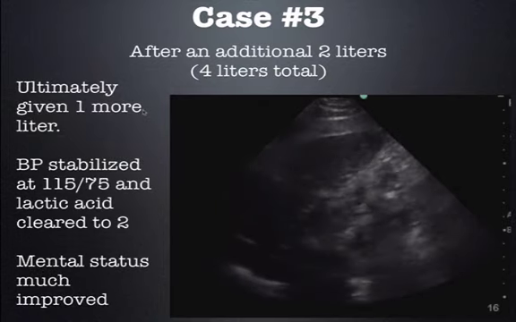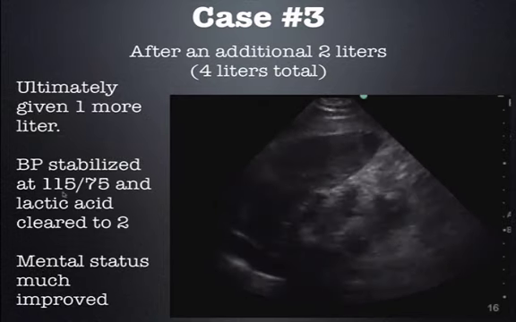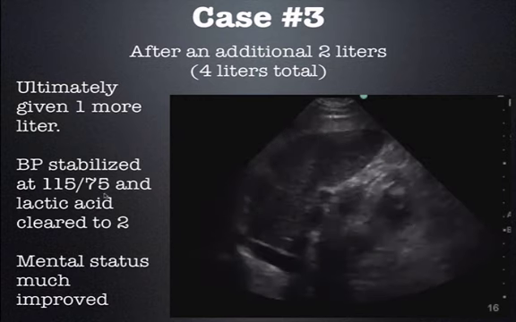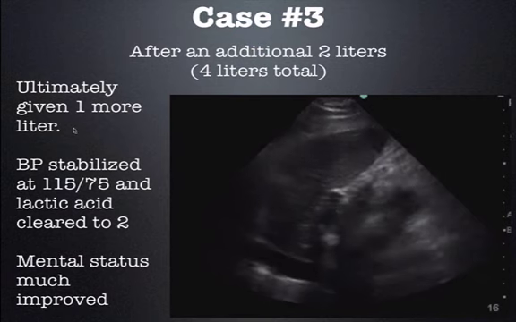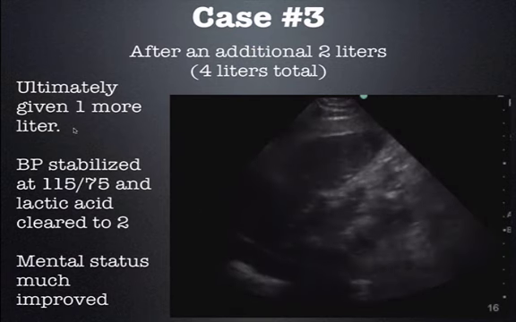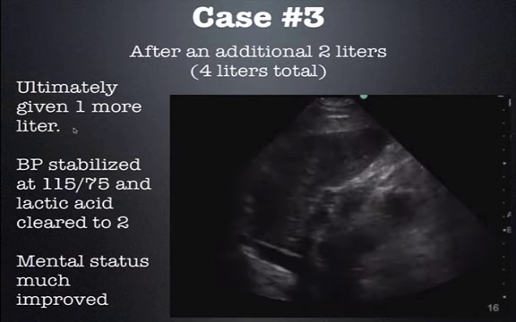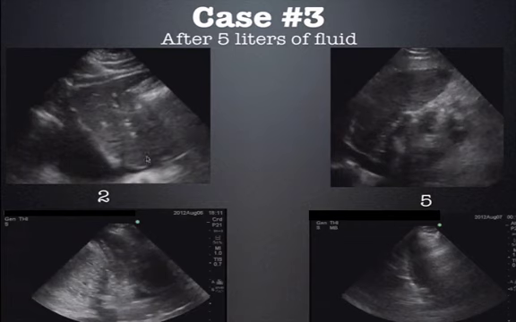Ultimately, we gave 1 more liter. The blood pressure stabilized at 115/75, and the lactic acid cleared to 2. So overall, the patient got 5 liters of fluid. The mental status was much improved after our therapies. So just to show the progression, this was the IVC at maximum inhalation after 2 liters. Here is the IVC at maximum inhalation after 5 liters.